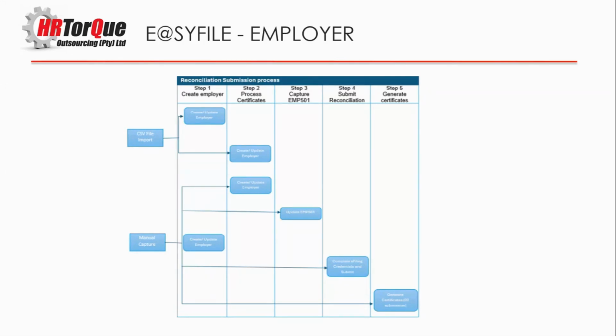We can either manually create our employer. In other words, we can go onto the Easyfile software, select an employer admin, go and enter all the details and save it. Or we can just follow the steps and import the CSV file because all of our employer information is held in that CSV file.